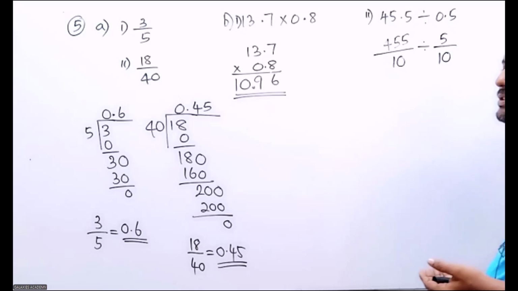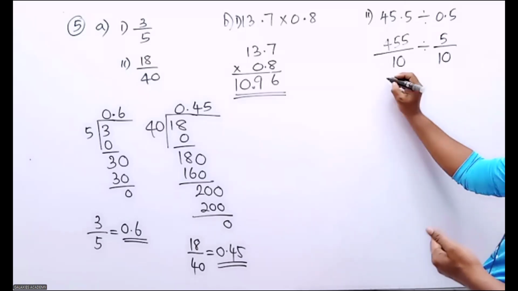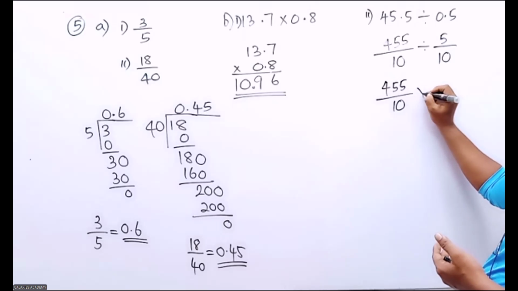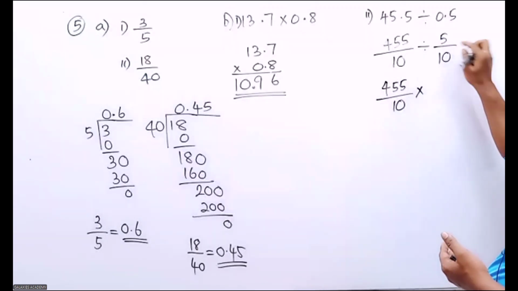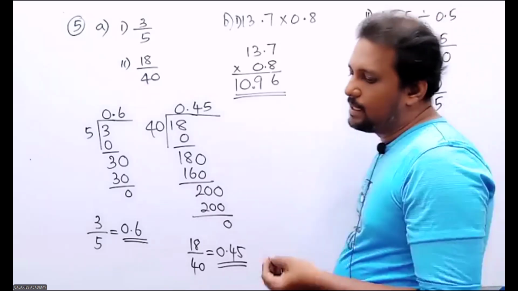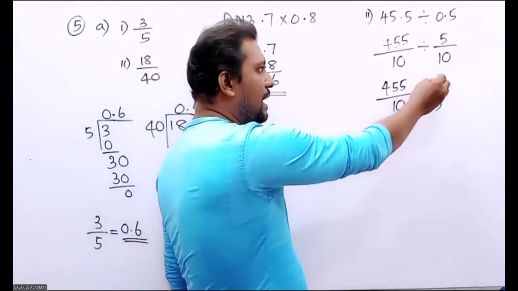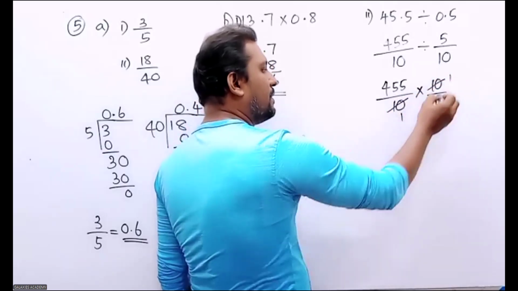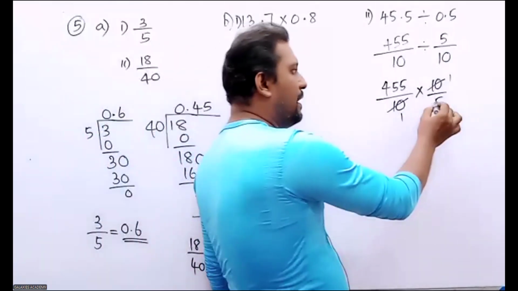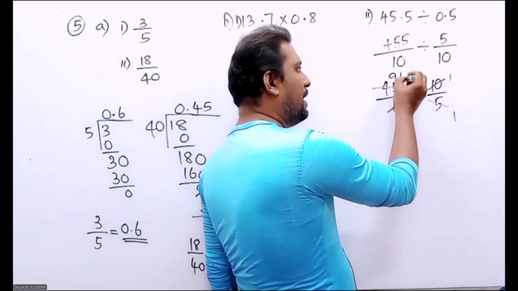Then you revise the knowledge of the division of fractions. When you divide fractions, what do you have to do? Division you have to write as multiplication. Also after the division sign, you have to write the reciprocal of the fraction. Then you have to simplify the numerators and denominators. We can divide 10 and 10 by 10, 5 and 455 also by 5. 5 divided by 5 is 1. 455 divided by 5 is 91, 5 divided by 5 is 1.